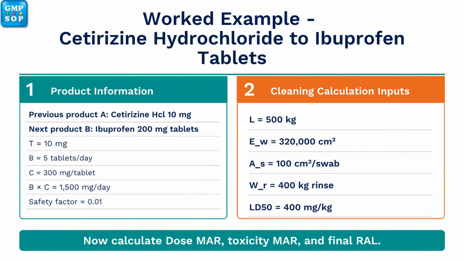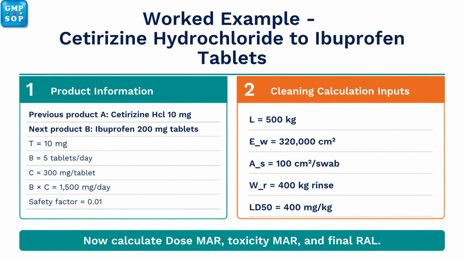You are watching an example as a training. Say, the previous product you made was cetirizine hydrochloride, 10 mg tablets. The next product will be ibuprofen, 200 mg tablets. For this example, the minimum therapeutic dose, T, is 10 mg. The maximum daily dose of the next product, B, is 5 tablets per day. The tablet unit weight, C, is 300 mg per tablet. So, B multiplied by C equals 1,500 mg per day.